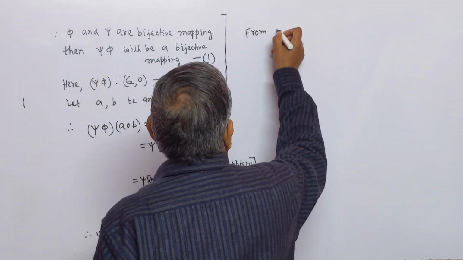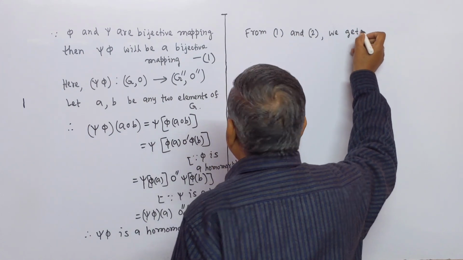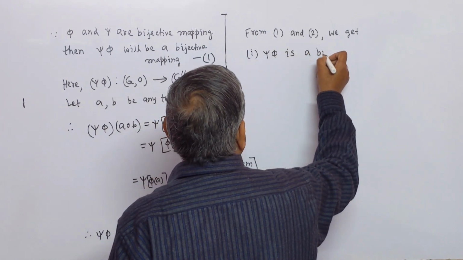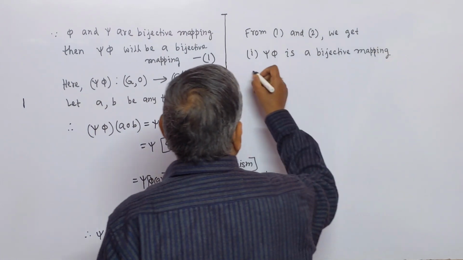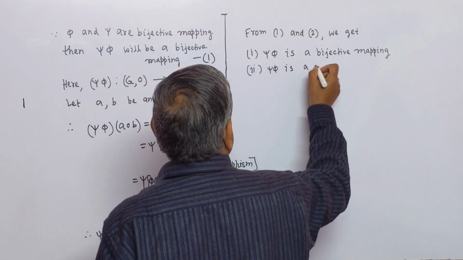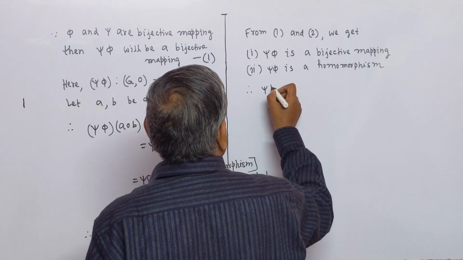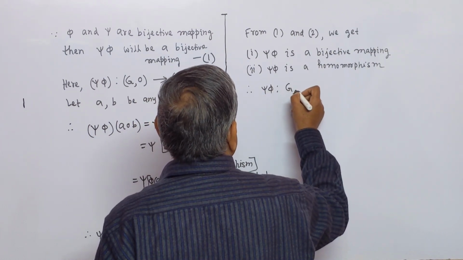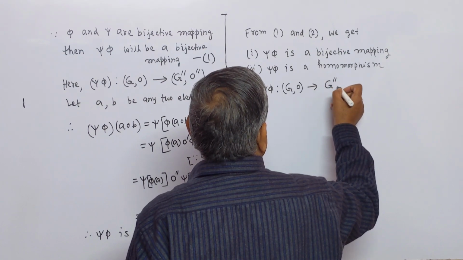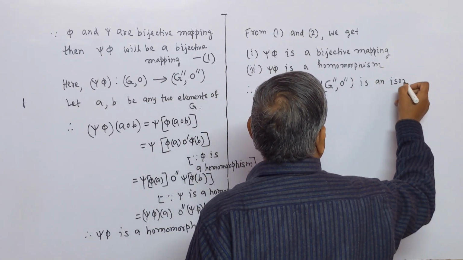From 1 and 2 we get: number 1, psi phi is a bijective mapping. Number 2, psi phi is a homomorphism. Therefore psi phi defined on group G with binary operation O into G double prime with binary operation O double prime is an isomorphism. Proved.